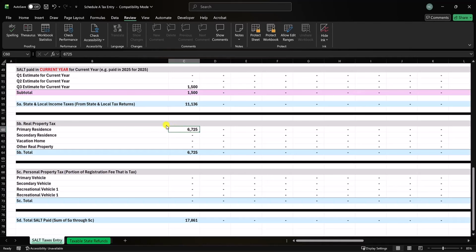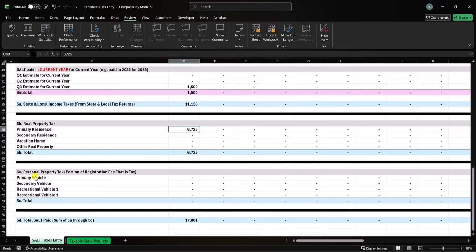Once again, it does not matter if you're paying for 2024 or maybe you're paying in advance for 2026. The year that the money is for doesn't matter. What matters is the year that you pay it in. And so we will assume that this is what you actually paid in 2025. For purposes of this example, let's just assume that secondary residence, vacation home, and other real property doesn't apply, so those will all just be zero. And therefore the grand total for this section is going to be $6,725.